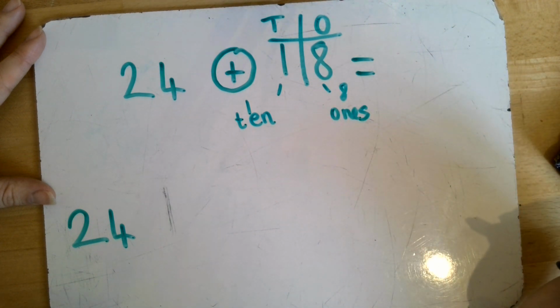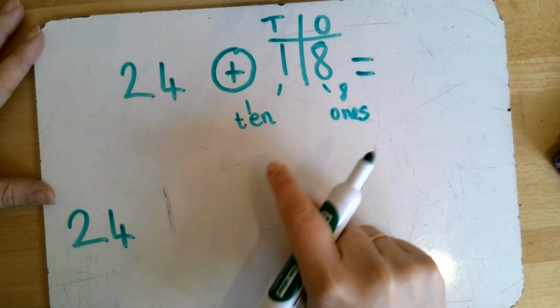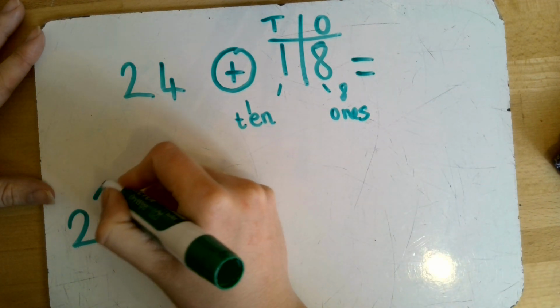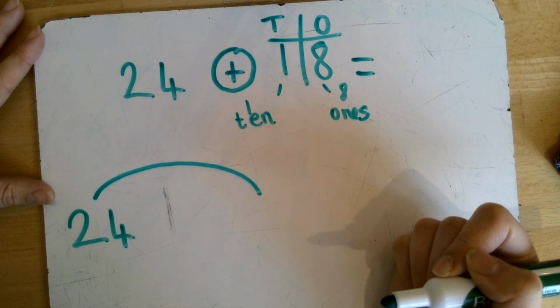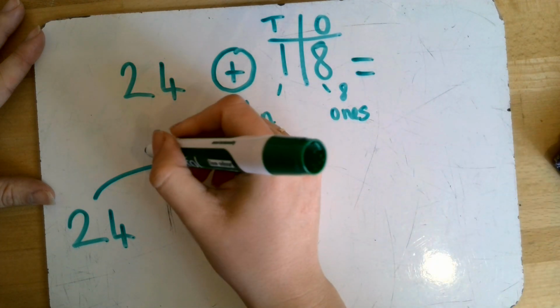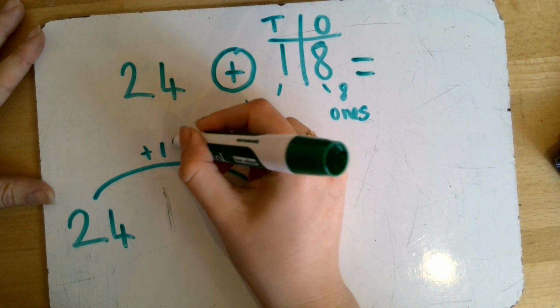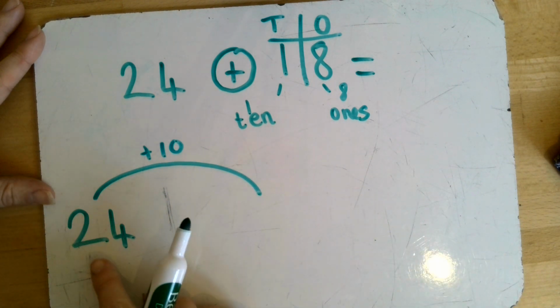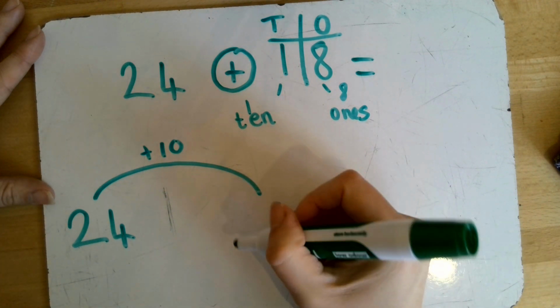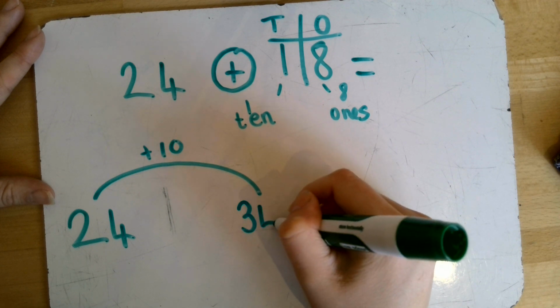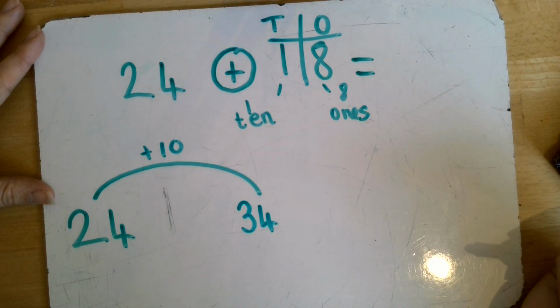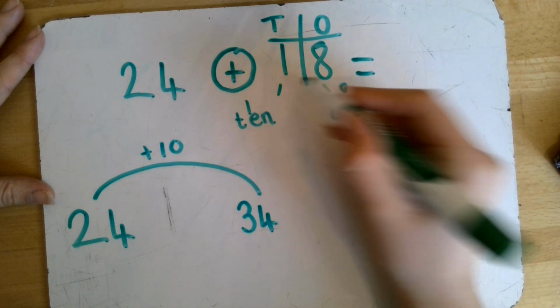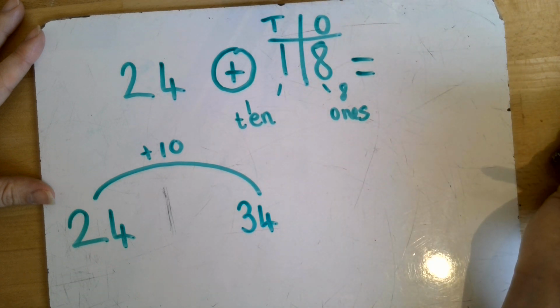Okay, so I'm starting on the number 24 and I'm going to do one big jump on my number line to add my first 10. It's really important that you label your jumps so that you can see what you're doing. So this line here represents a jump of 10. 10 more than 24 is 34. Now, I've not finished yet. I've only added the 10. I know that I still need to add 8 ones.